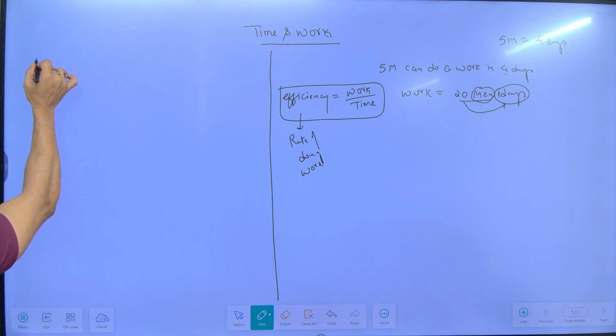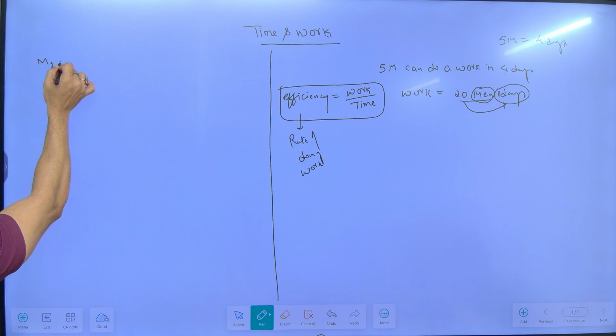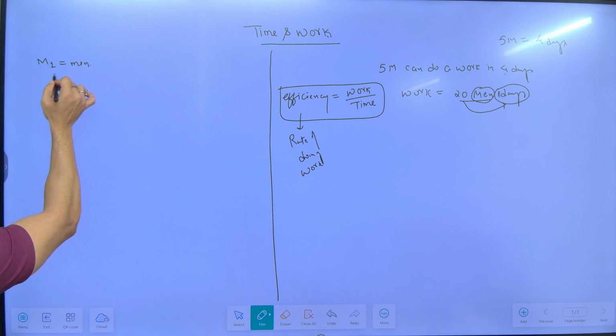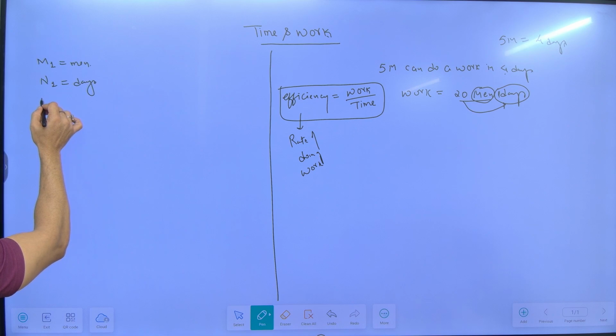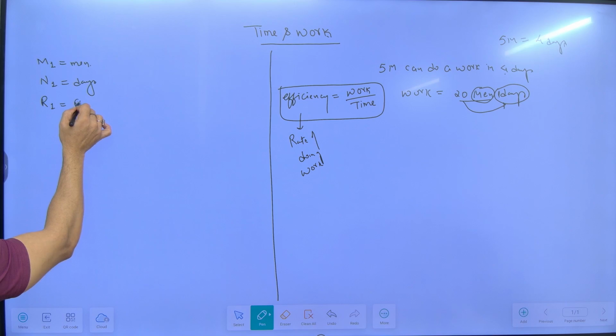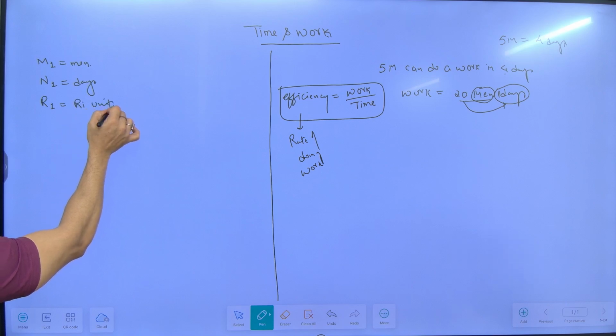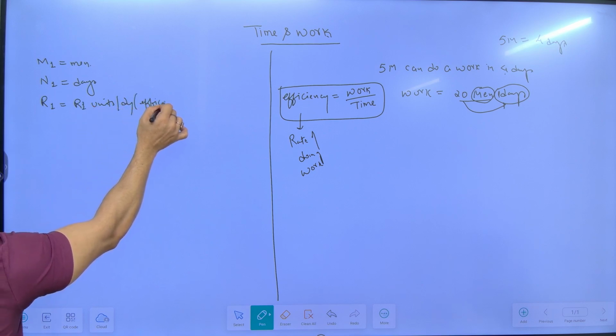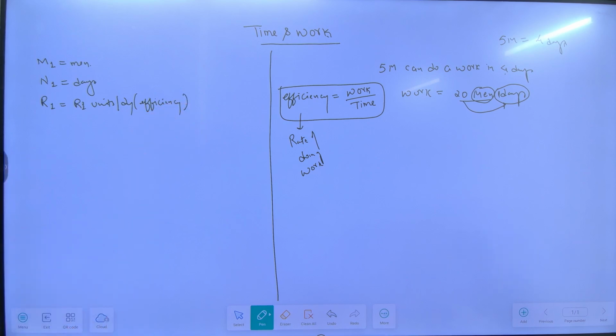Now, let's say there are M1 men, they take N1 days by doing R1 units per day. R1 units per day means this is efficiency. And if I ask you how many men are needed to do the same work in a given number of days, right? So M1, N1, R1 and M2, N2 are days.